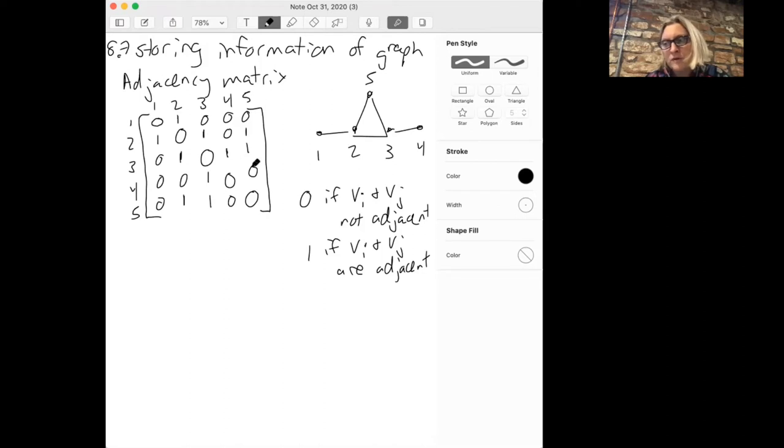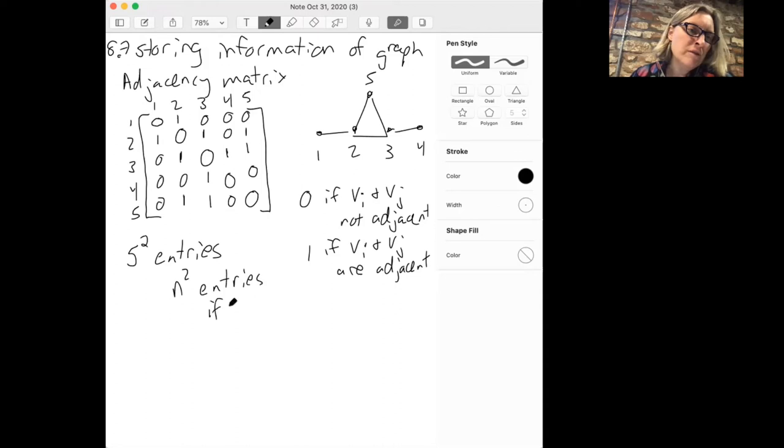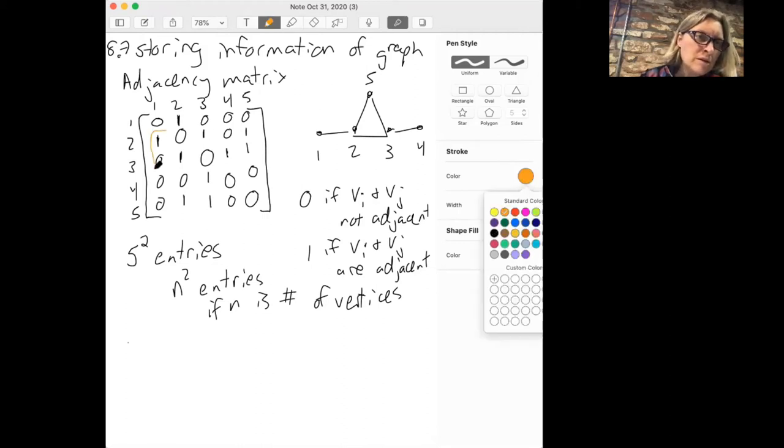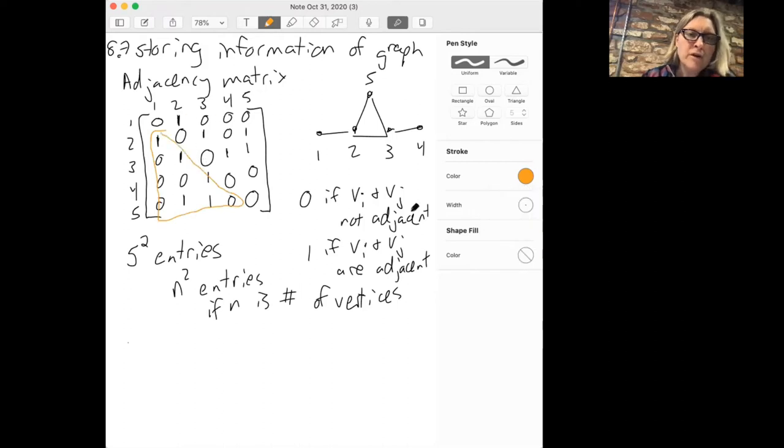So let's think about some pros and cons of this. Well, one thing to notice is that it initially looks pretty big. We have 5 squared entries, or more generally, we'd have n squared entries, where n is the number of vertices. But some of them are zero, so we can ignore those. And then notice that this matrix is symmetric because vertex 1 is connected to vertex 2 exactly when vertex 2 is connected to vertex 1. So we don't really need all the entries. We just need the ones in either the lower half or the upper half of the matrix.